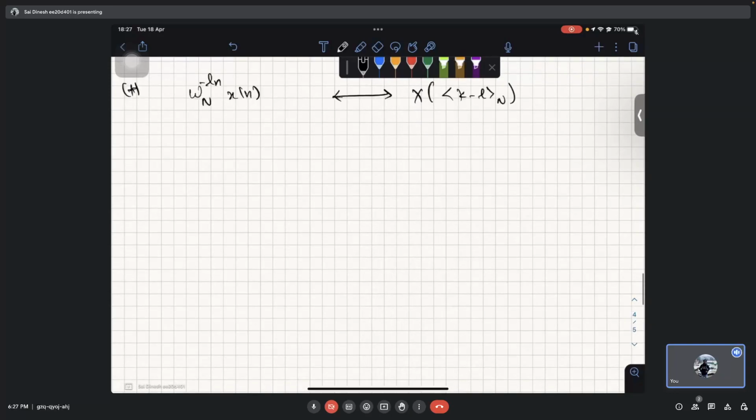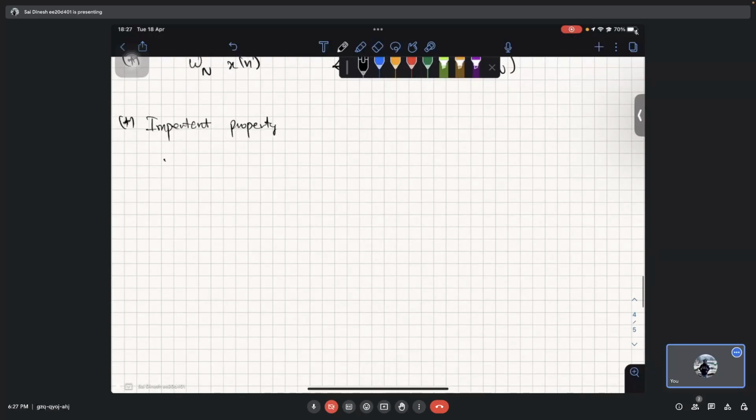And now one important property is that x1 of n circular convolution with x2 of n will give, in the frequency domain, multiplication of X1 and X2. Okay, right?